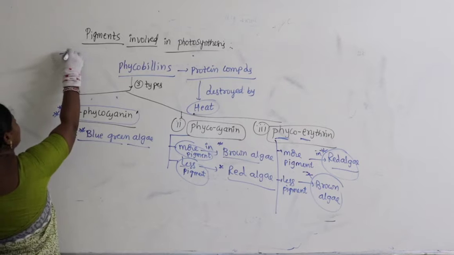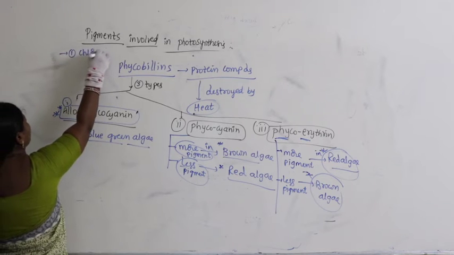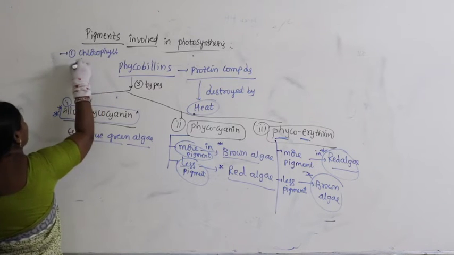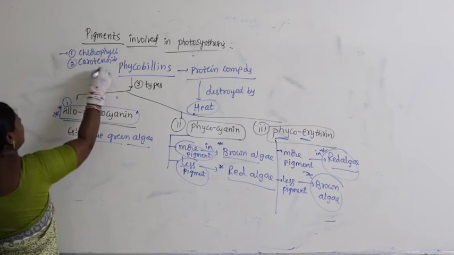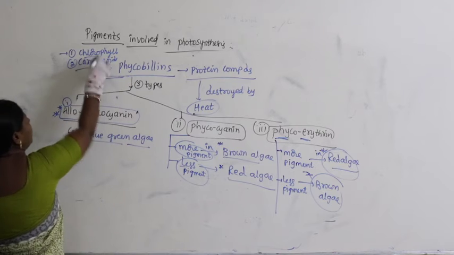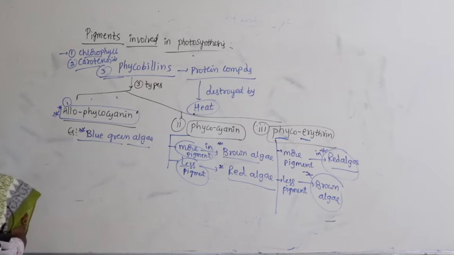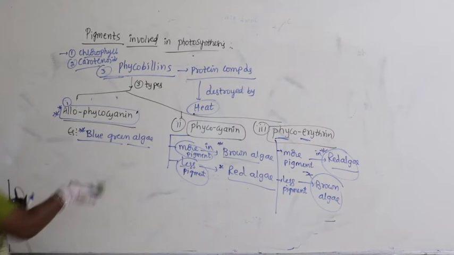So what are the pigments we studied? Chlorophyll we studied. Then we studied carotenoids, the second category. And what is the third category? Phycobilins. All of these are pigments involved in photosynthesis.